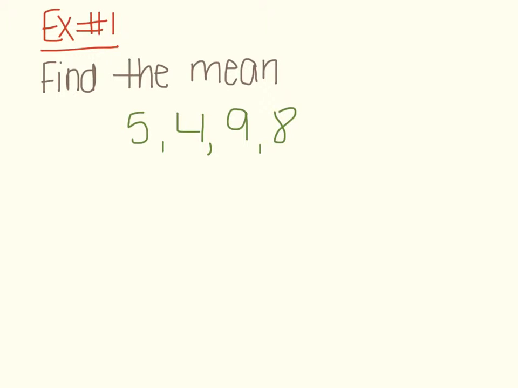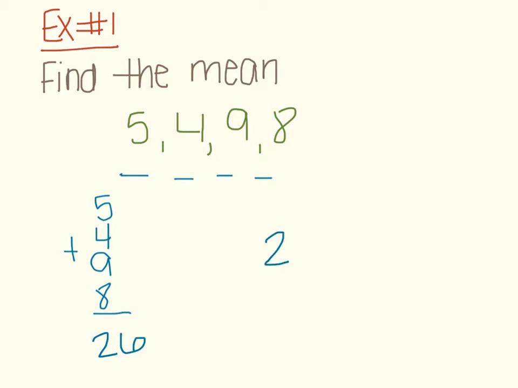All right, find the mean. We have 5, 4, 9, and 8. All I'm going to do first is add up all of those numbers. 5 plus 4, 9, and 8. And I get 26. Then the second thing I do is divide. So I take 26, the number I just got when I added, and I divide by how many numbers I have. I have 1, 2, 3, 4 numbers, so I divide by 4.